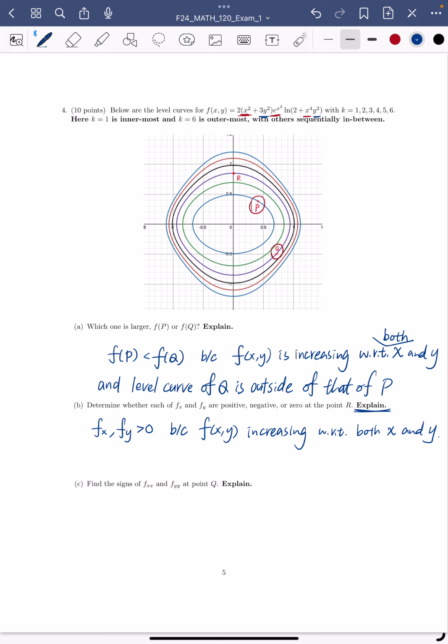Okay, what about f x x and f y y? So we have second derivatives. The signs are at q. So we're now at q. For this, you can either compute directly, or you can see from the level curve.